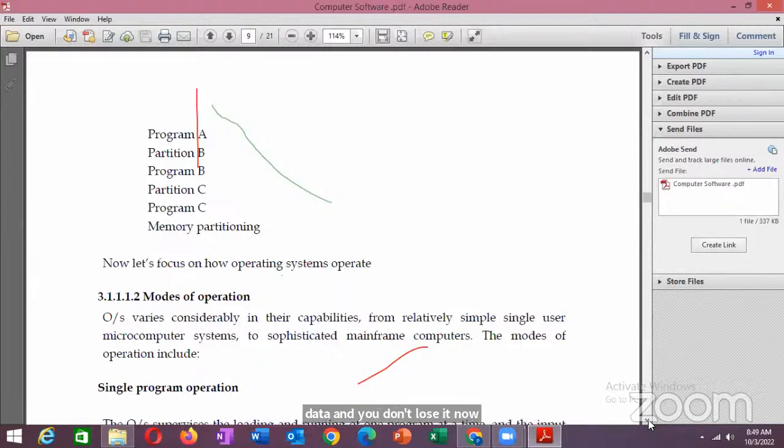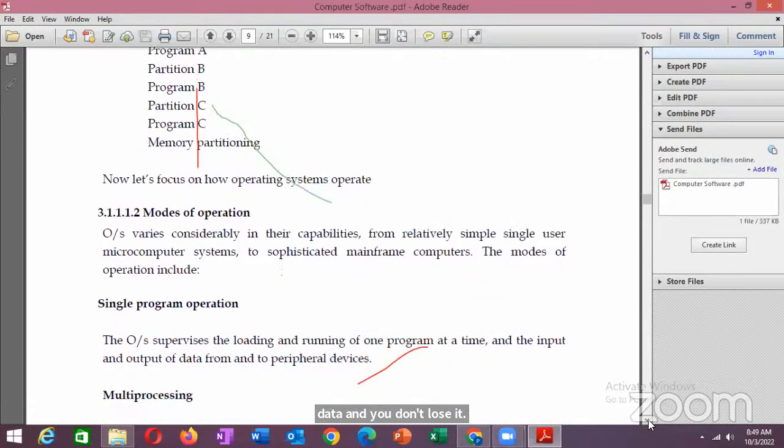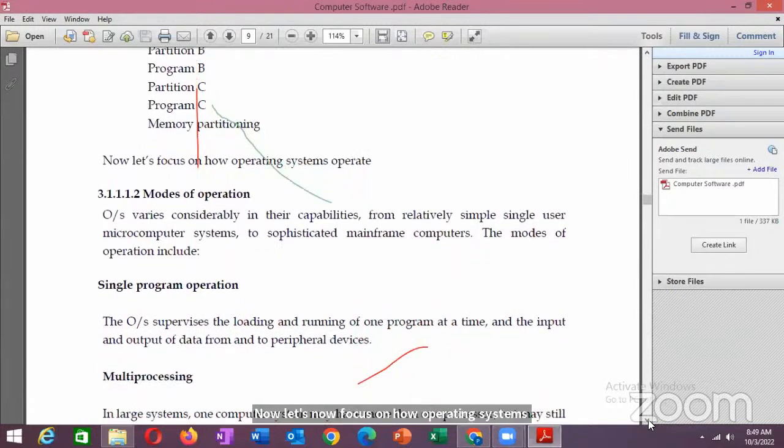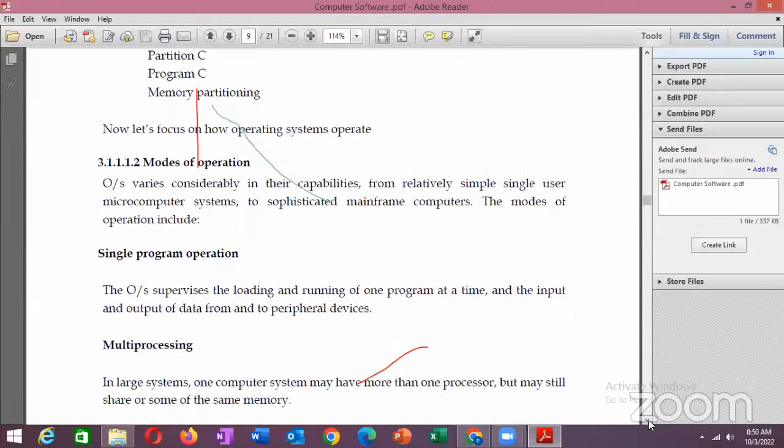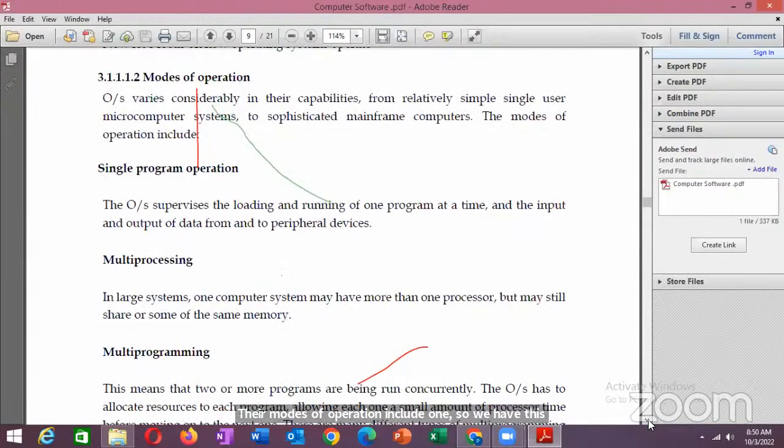So now let us focus on how operating systems operate. Operating systems vary considerably in their capabilities, from relatively simple single-user microcomputer systems to sophisticated mainframe computers. The modes of operation include, one, the single program operation. The OS supervises the loading and running of one program at a time and the input and output of data from and to peripheral devices. So this is called a single program operation.